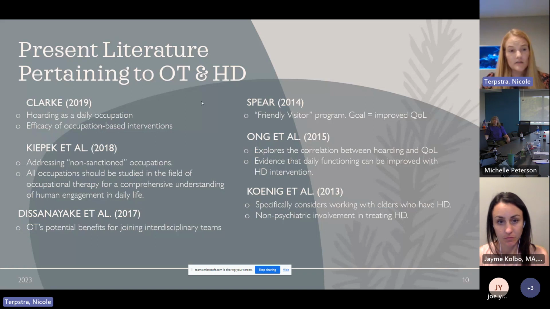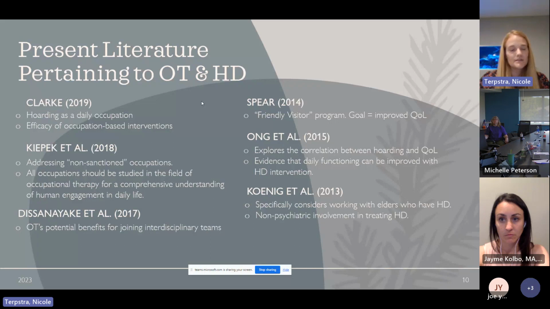So the main points that I took from these articles are, especially in the first one here by Clark, she talked about how from an occupational therapy perspective, we can see that hoarding itself is in a way an occupation because it includes roles, routines, and meaning despite the detrimental side effects. And then within her article, she also explored a number of occupation-based interventions. So, for example, taking pictures of items that are important to the client and then making a scrapbook.